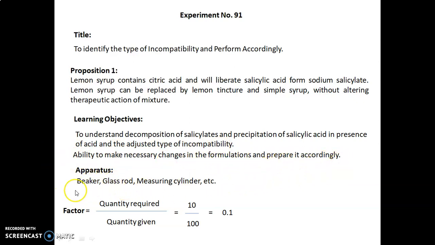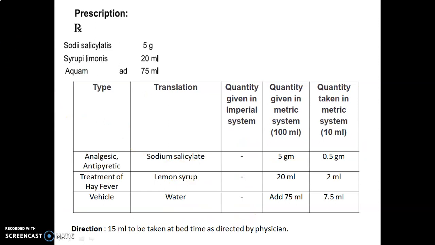Apparatus required are beaker, glass rod, measuring cylinder, etc. Factor is calculated as quantity required upon quantity given, which is 10 upon 100, that is equal to 0.1. So we have this prescription, which is denoted by the symbol Rx. In this formula, the names of ingredients are given in Latin terminology, and we have these quantities. So let's discuss in detail the formulation table.